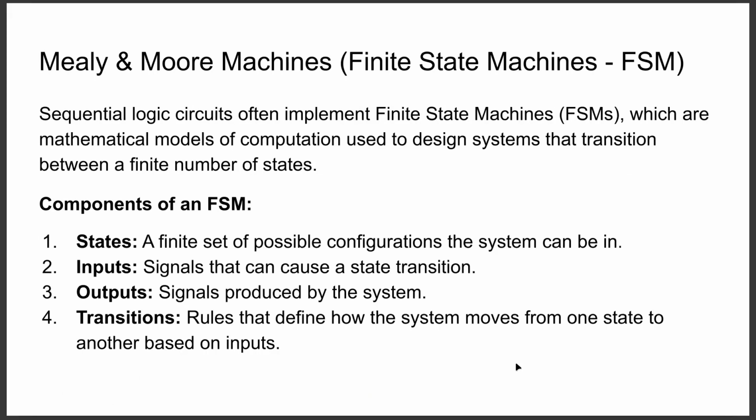Mealy and Moore machines, or finite state machines. Sequential logic circuits often implement finite state machines, or FSMs, which are mathematical models of computation used to design systems that transition between a finite number of states. Components of an FSM: states, a finite set of possible configurations the system can be in; input, signals that cause a state transition; output, signals produced by the system; and transitions, rules that define how the system moves from one state to another based on inputs.